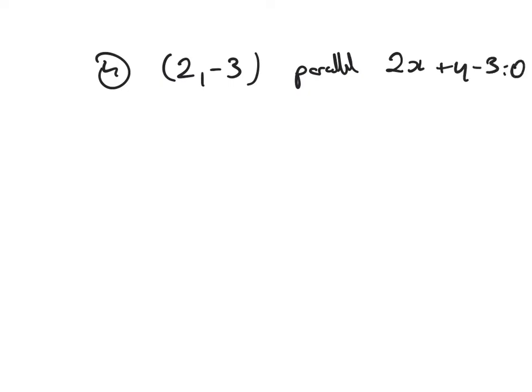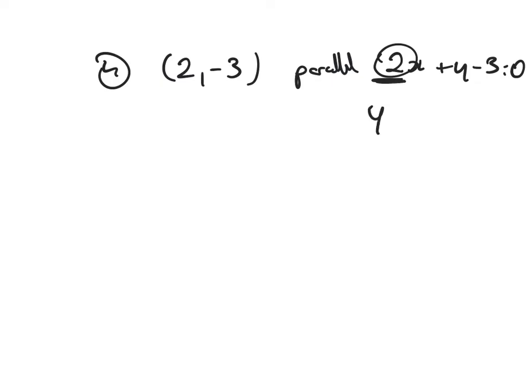Okay, example 4. Find the equation of a line which passes through (2, -3) and is parallel to the line 2x plus y minus 3 is equal to 0. So parallel means that the lines have the same gradient. So we can see there that the gradient is given by, well, not 2 actually, because that's not in the form y equals mx plus c.